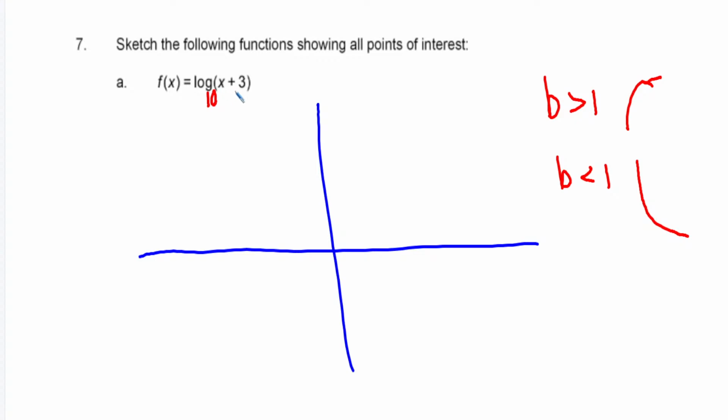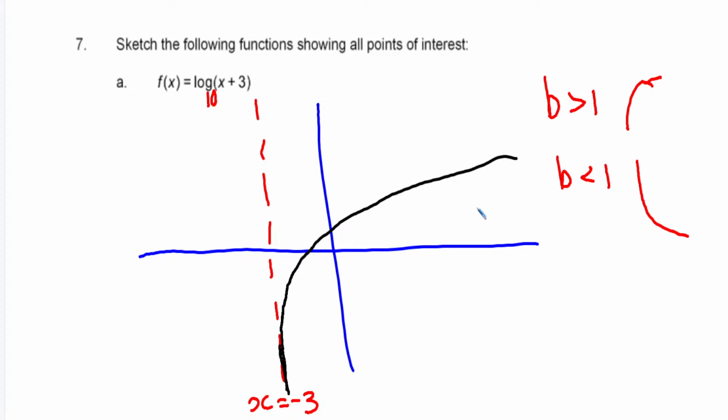This one has been shifted 3 to the left. So, in fact, my asymptote is going to be somewhere here. X equals -3. The graph's going to go uphill. So I'm going to draw the graph in black. It's going to look something like this. Right, at this stage, I don't know these 2 points, but I can easily work them out.